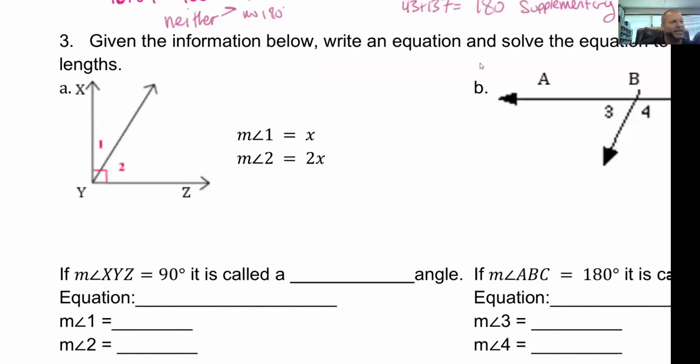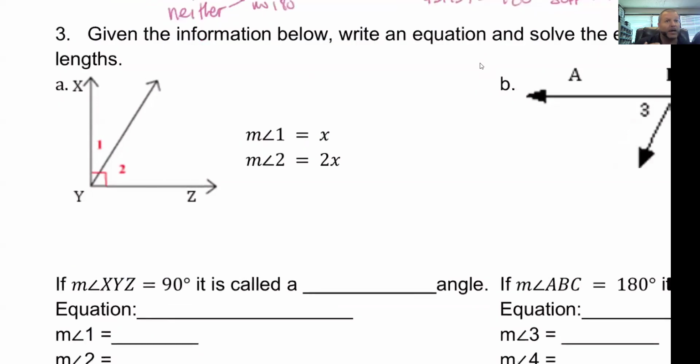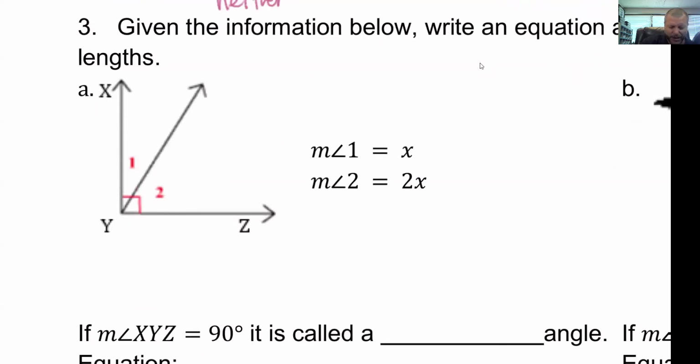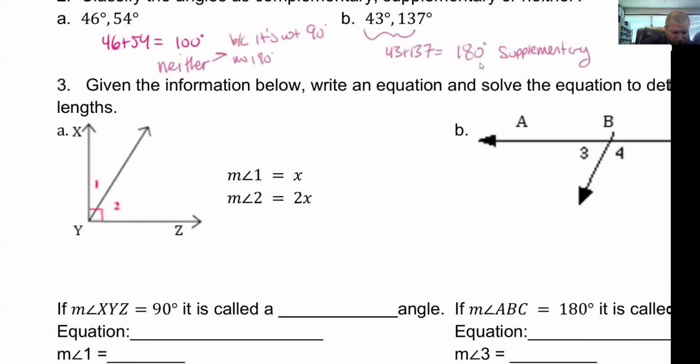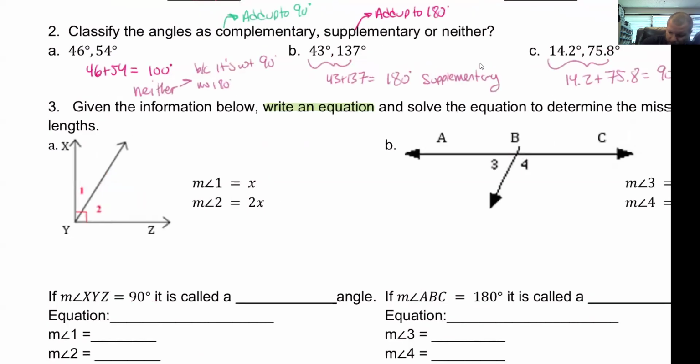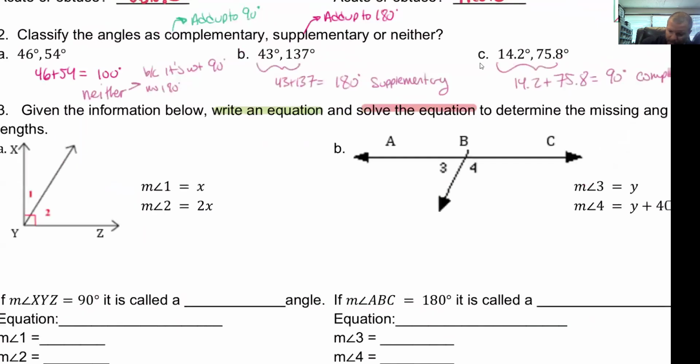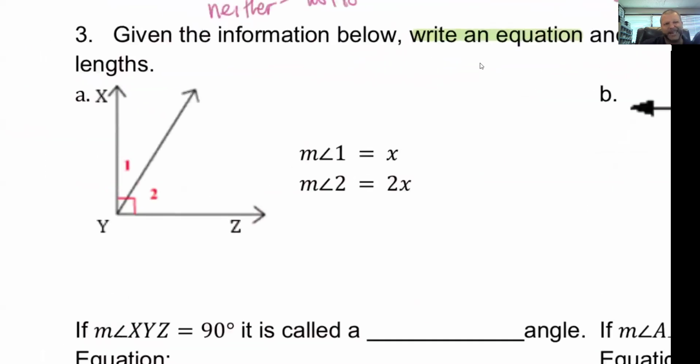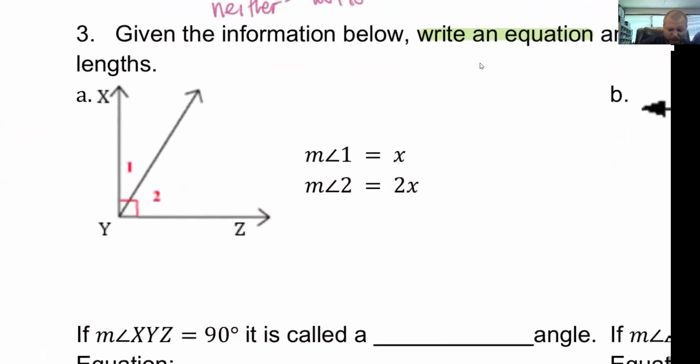And so for question 3, this is an application of the previous question. We're just kind of doing a visualization of it. So we want to write an equation, right? So just always follow the directions, right? A lot of times students will lose points because the teachers are pretty anal. It says write an equation. If you didn't write an equation, you didn't follow the instructions. And then we want to solve the equation to determine the missing angle lengths. Angle lengths is kind of a weird word, being honest with each other.